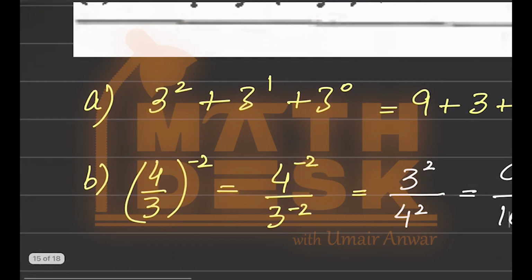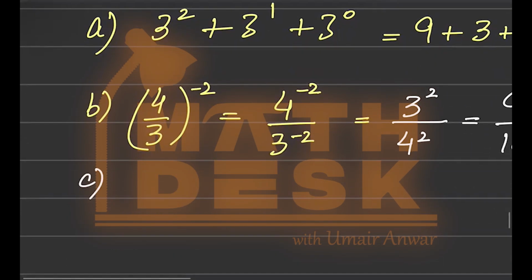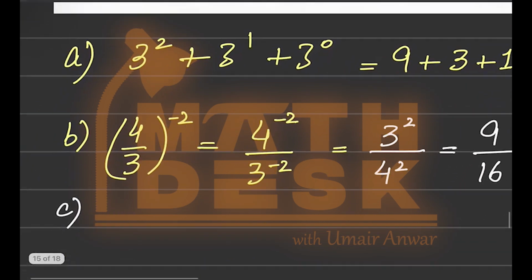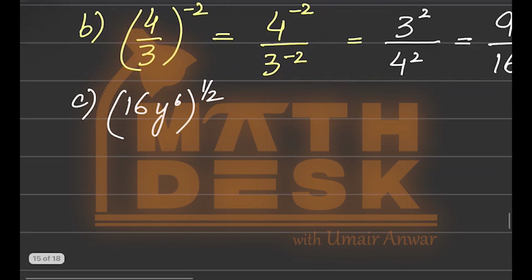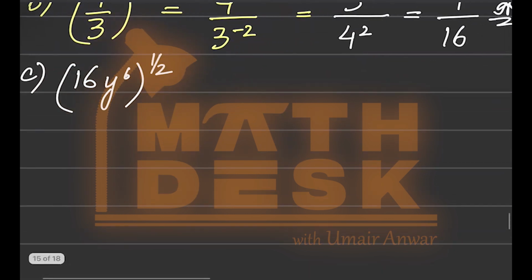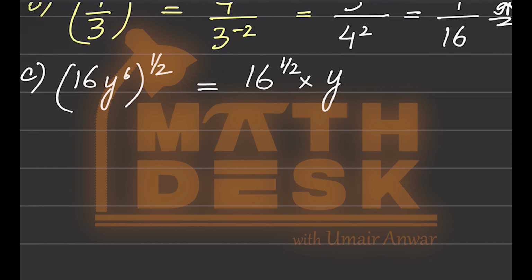In part C, it says that we need to simplify an expression, and it is 16 y raised to 6 whole raised to 1 upon 2. Now, according to the law of indices, the whole power should be applied on each of the factors separately. So 1 upon 2 would be applied over 16 and y raised to 6 also.